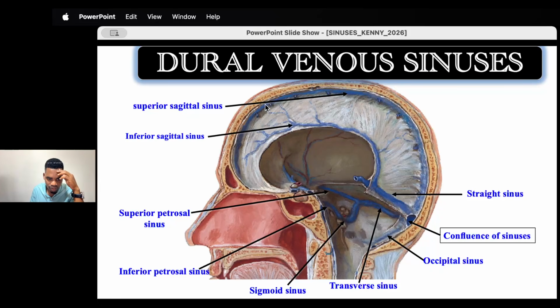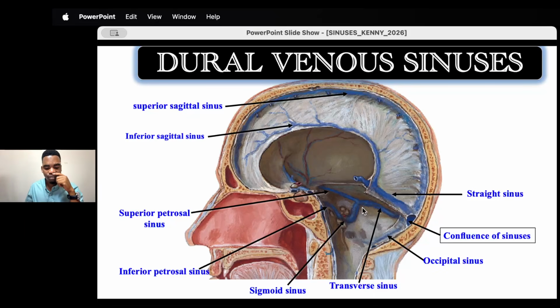We have the superior sagittal sinus. It is sagittal because it's in the sagittal plane, and superior because we also have an inferior sagittal sinus, and this is the inferior sagittal sinus. But we have a sinus which is straight, and it's called the straight sinus.